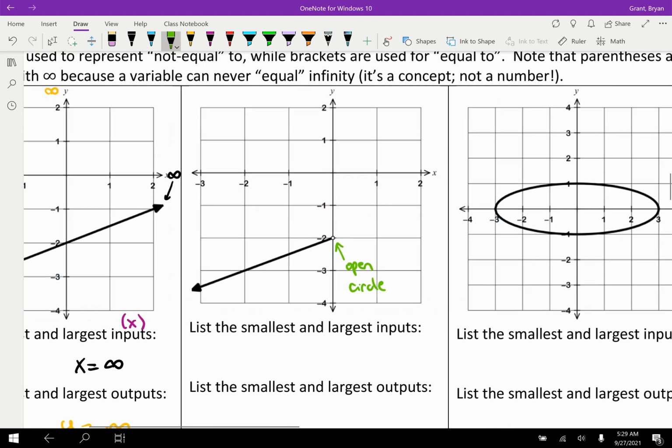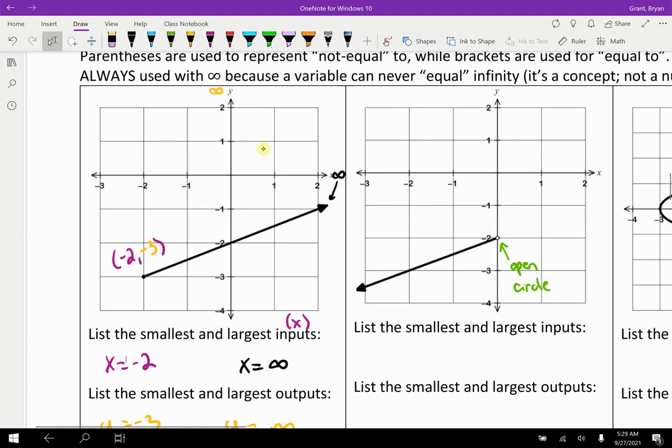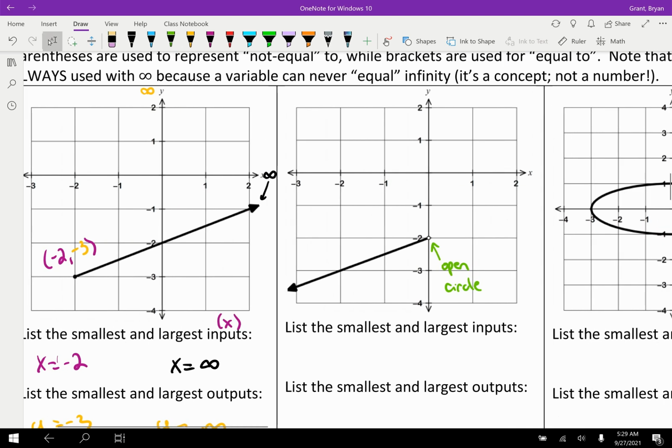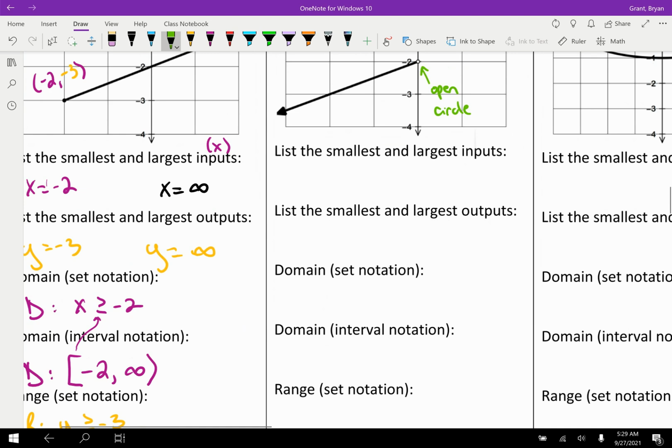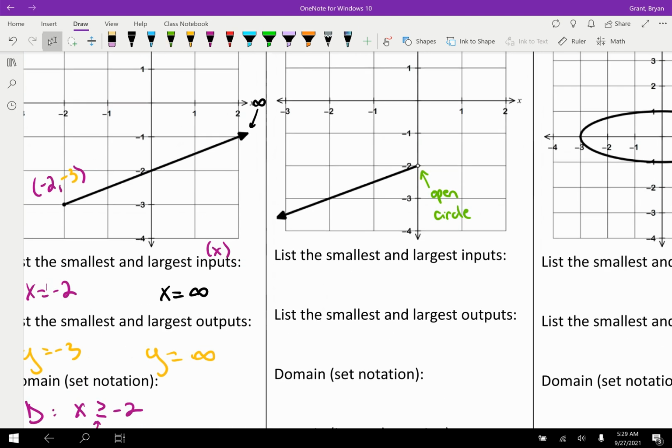However, what I'd like you to try and do is the same thing that we did on the first graph. So identify the smallest and largest outputs, and then if you're feeling bold, try the domain and range. Just write lightly in case we have to erase anything. Once you've tried that, maybe after a minute or so, you can unpause the video and see how you did. Ready, set, go.